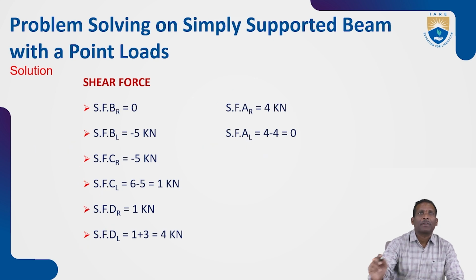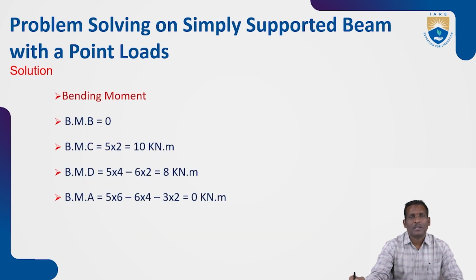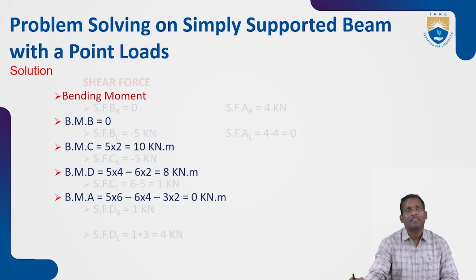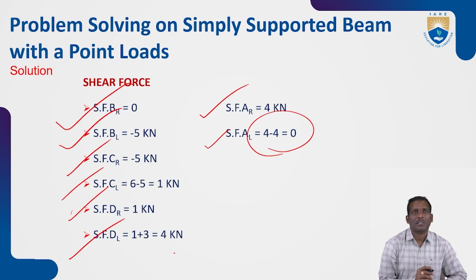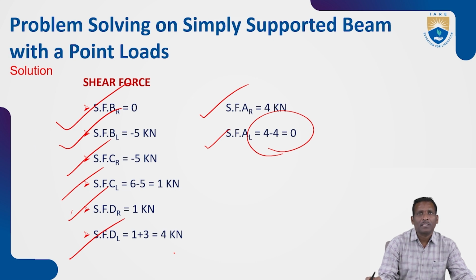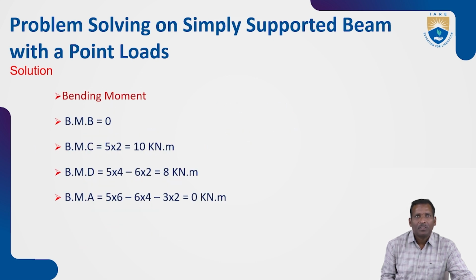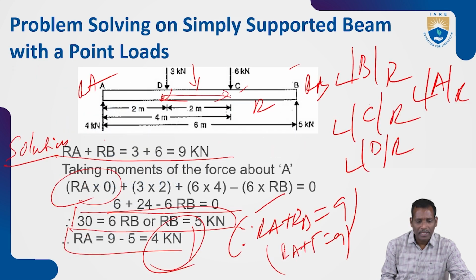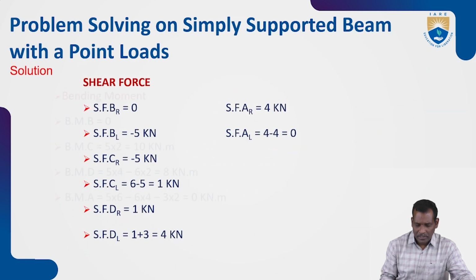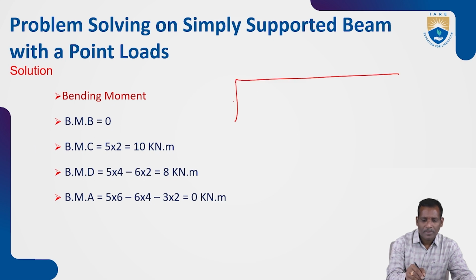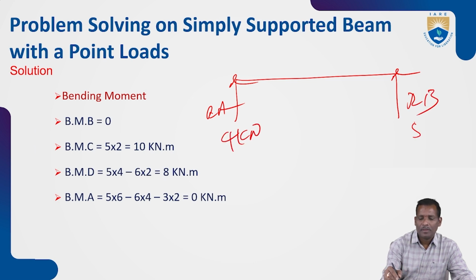Now draw the shear force diagram. First calculate the bending moment, and then by using the shear force and bending moment values you can draw the shear force and bending moment diagram. Clear? Similarly, calculate the bending moment. So the bending moment at B is 0. So how do we calculate? Again, draw one diagram, the load diagram, with RA and RB, 4 kilonewton, 5 kilonewton.